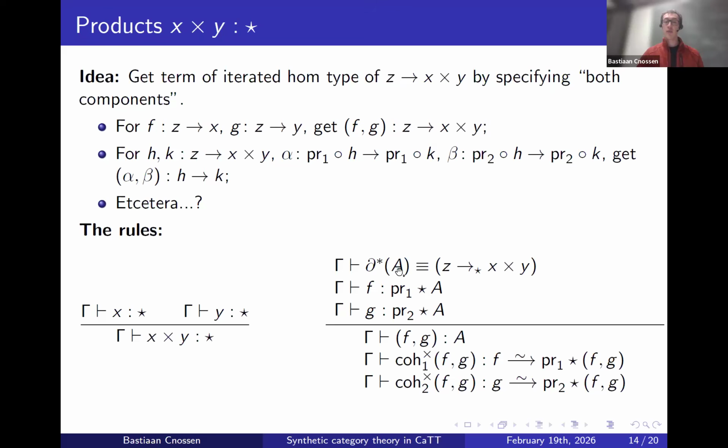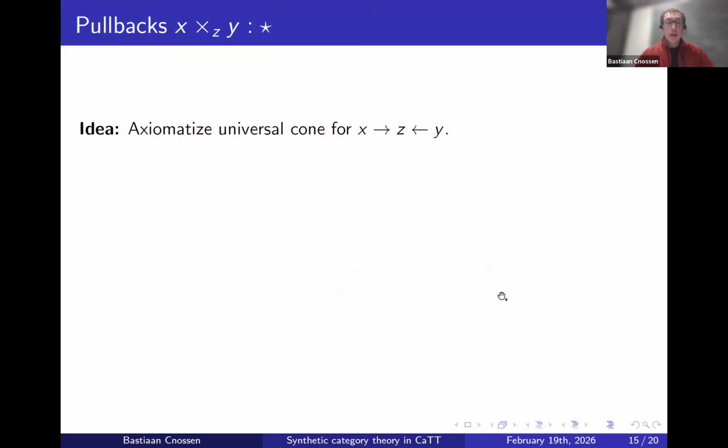So given X and K, I can take A to be equal to the Hom type from H to K. And yeah, then it precisely amounts to the second bullet point.